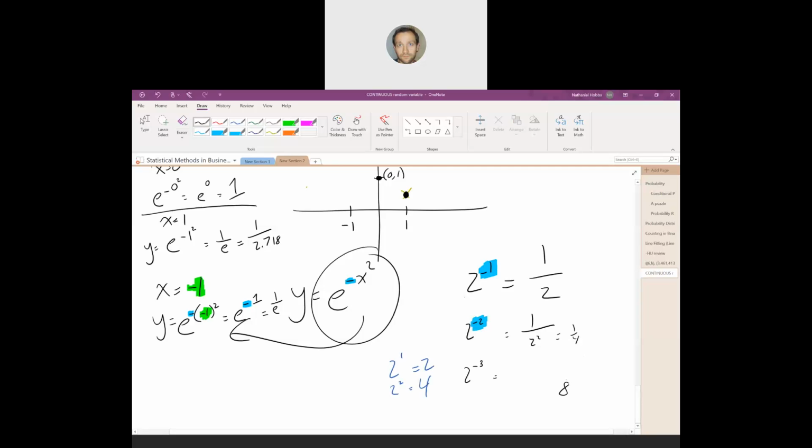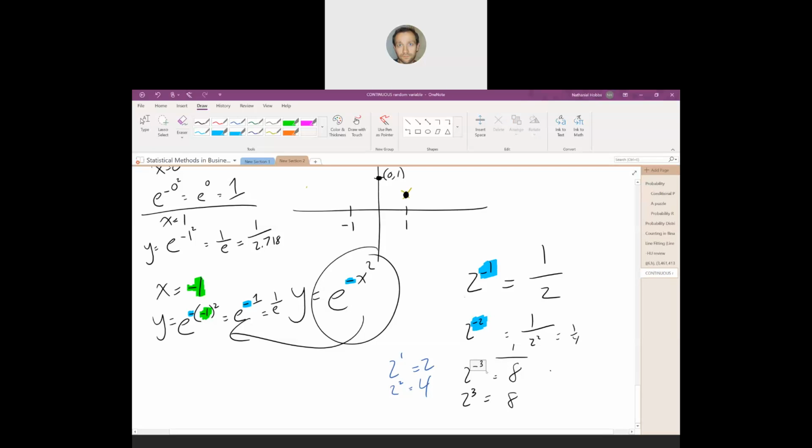But is this equal to 8? Then what's the difference between 2 cubed and 2 to the minus 3? Are both of these 8? No, it's not. It's negative. So the top one is 1 over 8. Yeah, so that's the difference.